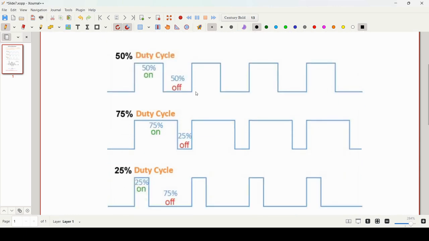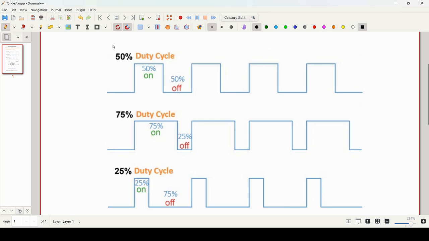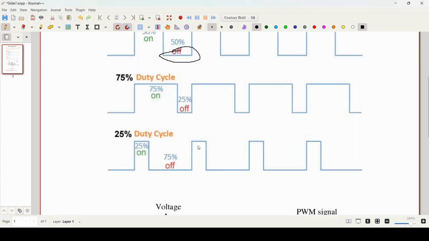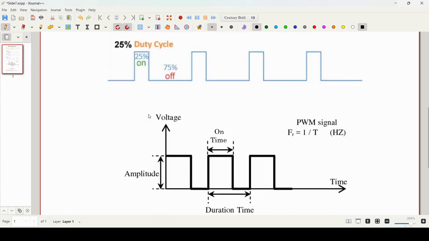For your reference I have attached three figures with different duty cycles: 50%, 75% and 25%. A 50% duty cycle means that for 50% of the time the signal will be in the on state. The upper edge represents the on state and the lower edge represents the off state. For a 75% duty cycle, the signal will be 75% in the on state and 25% in the off state. Similarly for the 25% duty cycle.